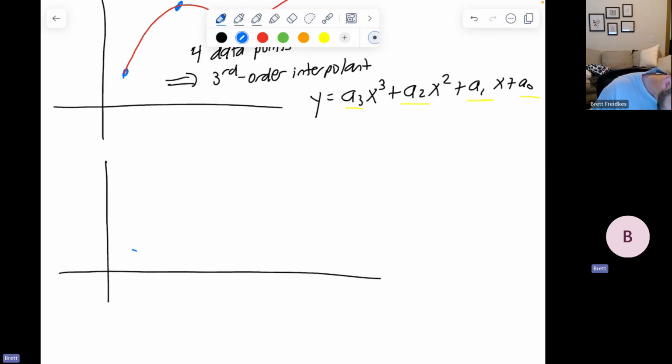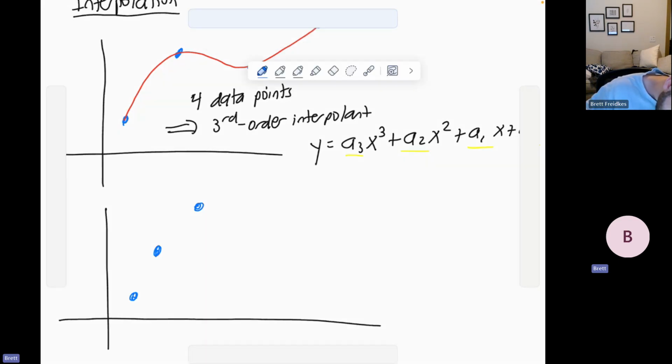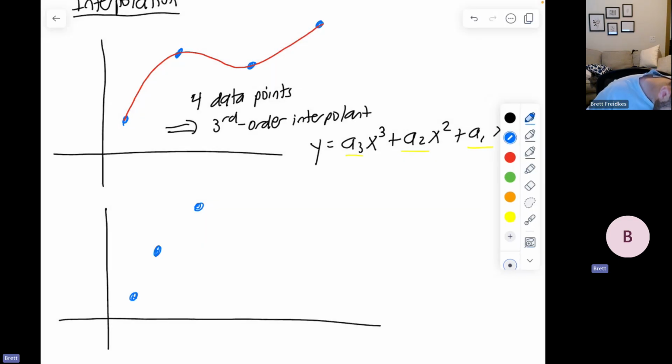Now, if we have a lot of data points, I'm going to try to draw it as similarly as possible to this, just with more data points in between. Why can't I grab this? Let me move up here. Now, if I try to do an interpolant, let's say it's, how many data points did I draw? 1, 2, 3, 4, 5, 6, 7, which means a 6th order interpolant.